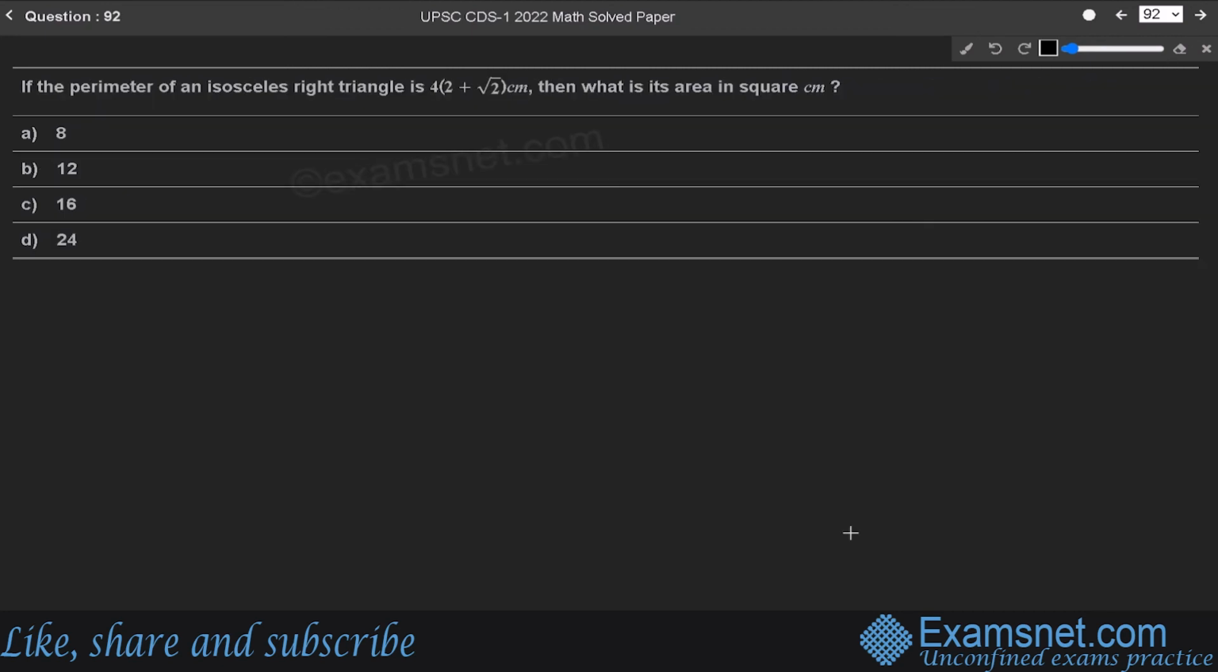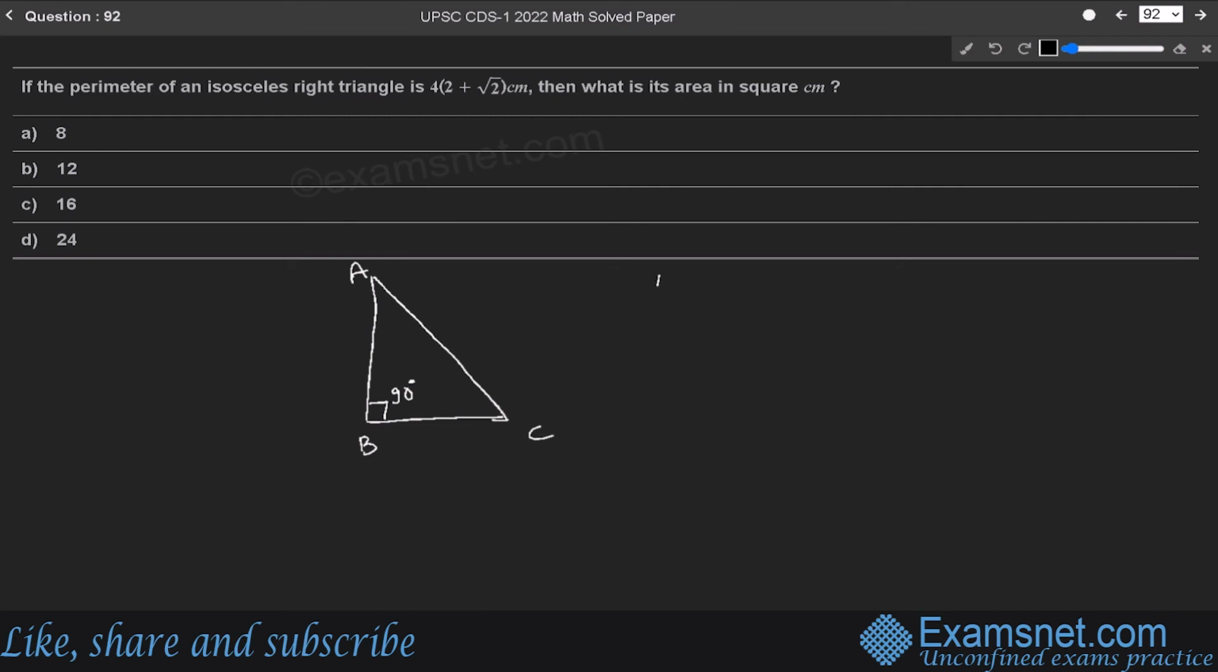Next question is: if the perimeter of an isosceles right triangle is 4 into (2 plus root 2) centimeter, then what is its area in square centimeter? In the question, it is said that there is an isosceles right triangle. So first, let us make an isosceles right triangle. We know that in an isosceles triangle, two sides of the triangle are equal. So let this triangle be A, B and C, and since it is a right angle triangle, so it will be 90 degree.